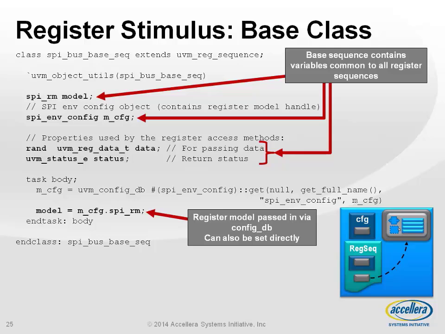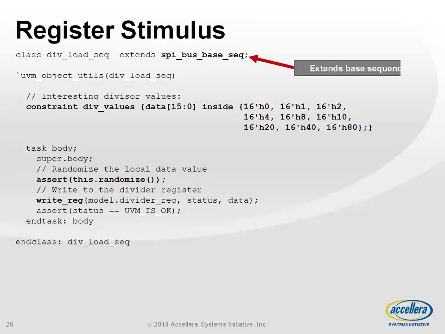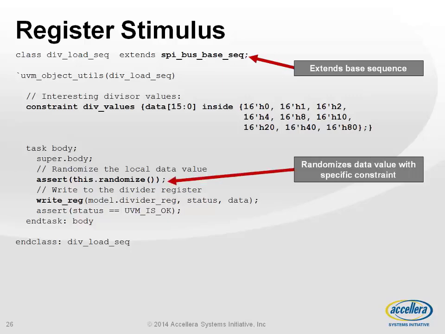So when we start at the top, we have our register model, and that gets passed through the config database to the environment, and then from there down into the sequence and everything else that needs access to the register model. Then we're going to extend that base type, and this is where we're actually going to create some specific stimulus. So we have here a constraint for divider values, so it's an array that we're constraining here. And because we've specified the given fields in here, we're going to randomize this transaction. So the data value will get randomized to be one of these values.